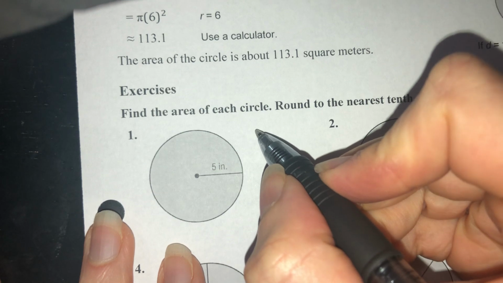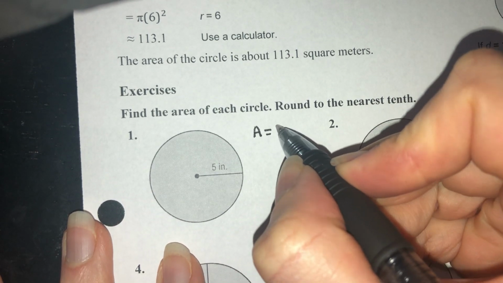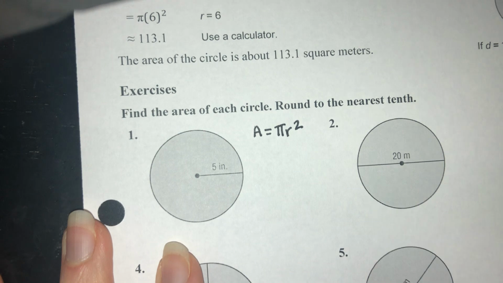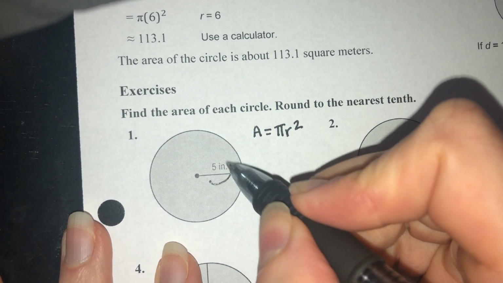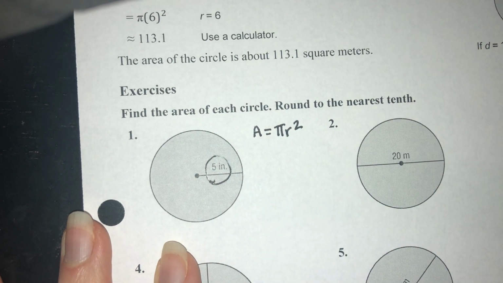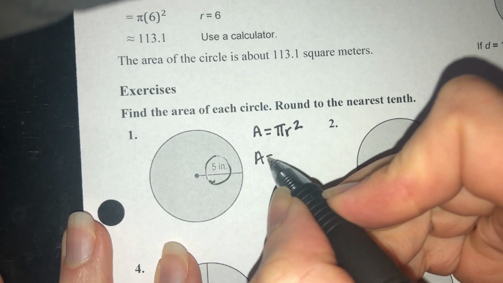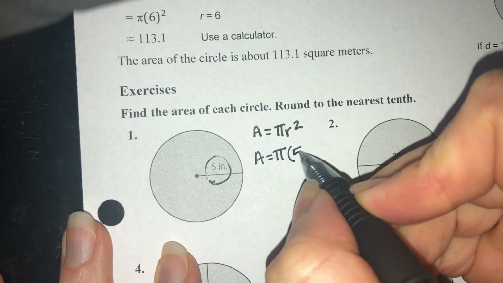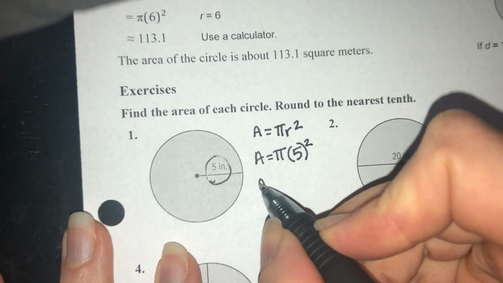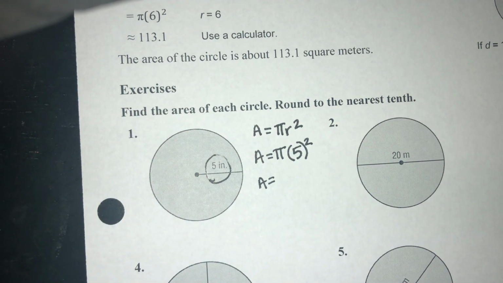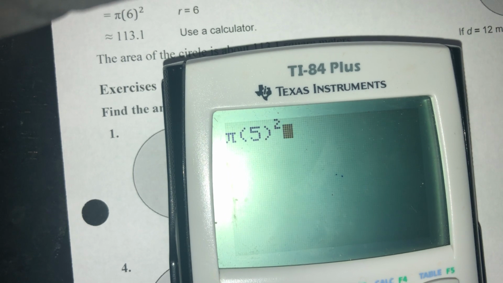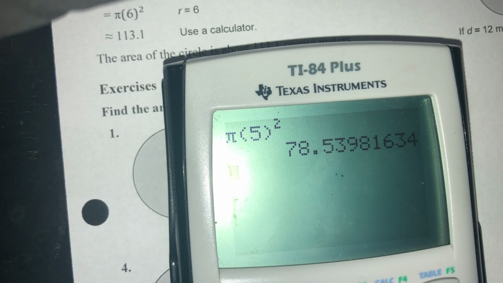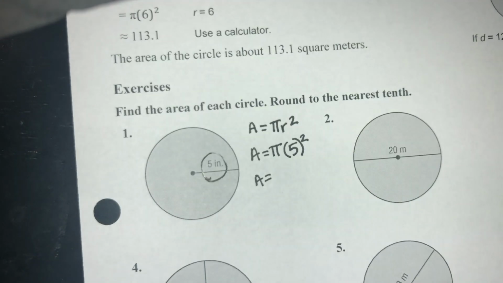So for number 1, we're going to write our formula. Area equals pi r squared. And all we really need to find on the circle to use this formula is the radius. And they give it to us on this problem. It's just 5. So the area equals pi times 5 squared. Then you can type that in your calculator, pi times 5 squared, and that gives you 78.5 if we round to the nearest tenth.